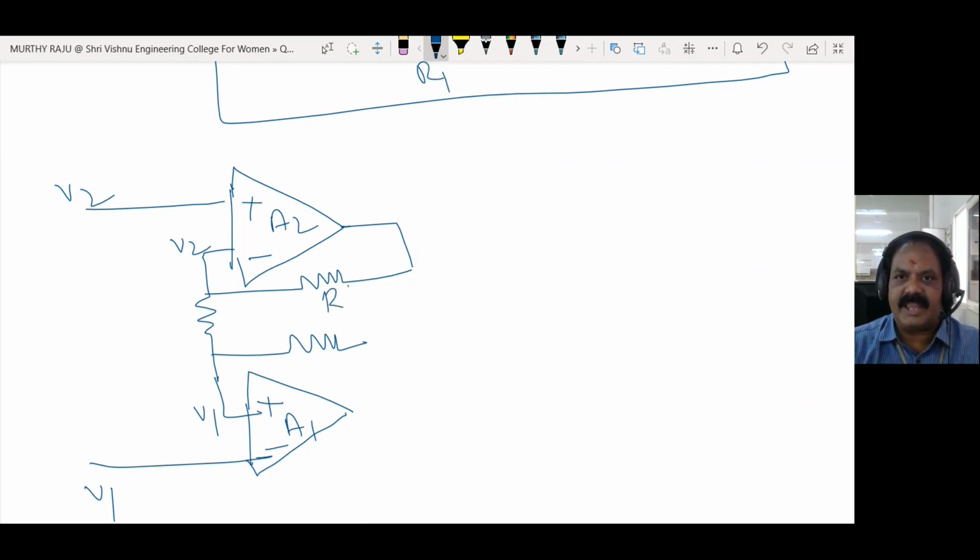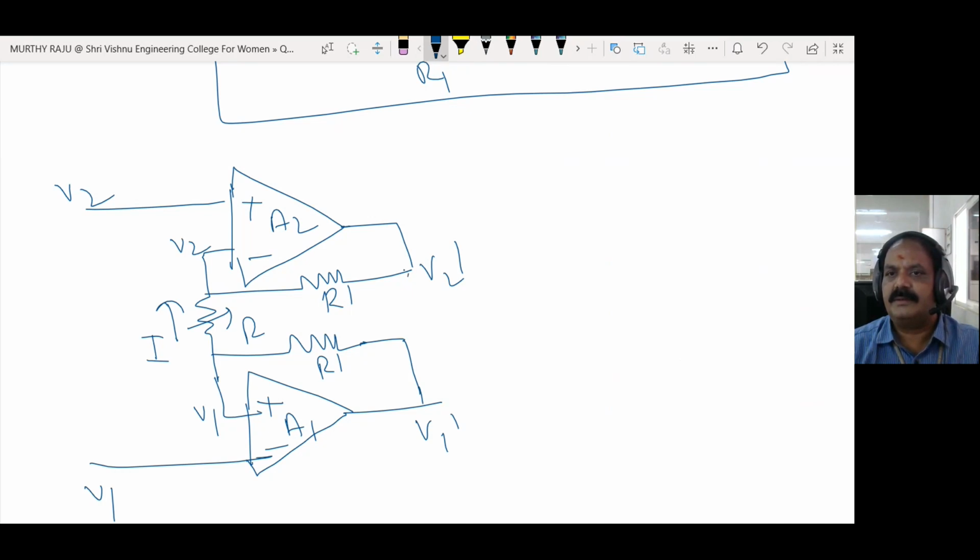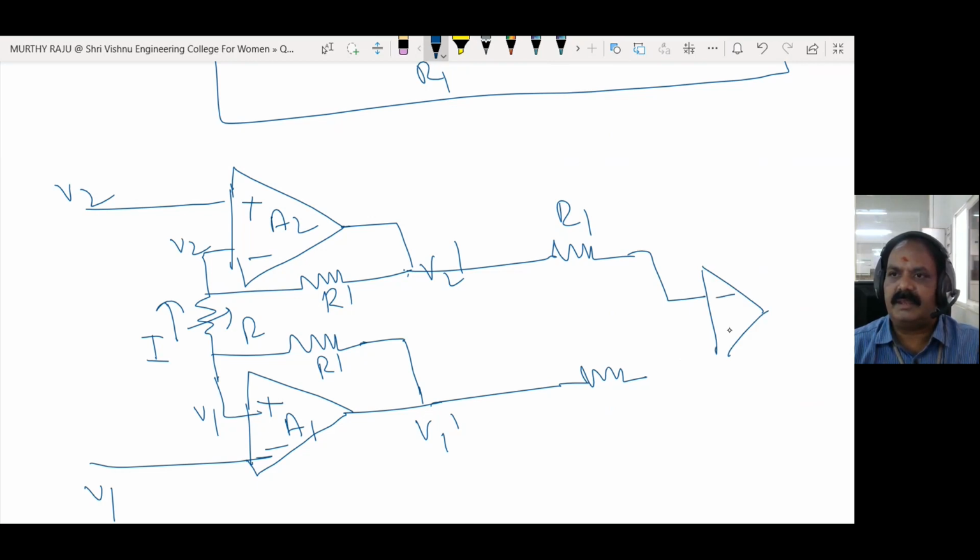This one is R dash. The current flow through this is I. This one is V2 dash. This one is V1 dash. Differential amplifier here. This one is R1, and this is plus. This one is R2, V0. This one is R1, R2.